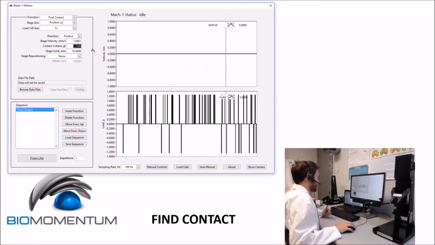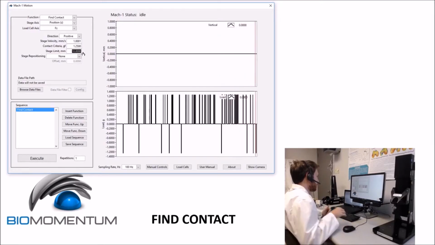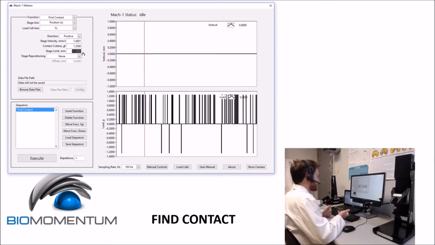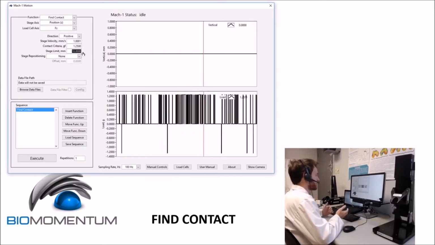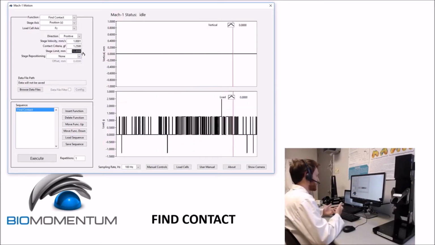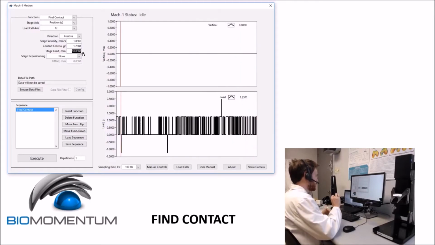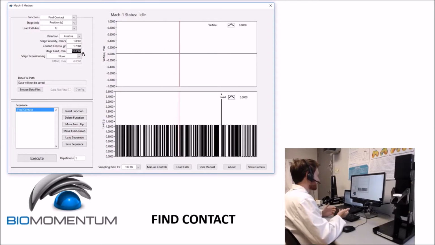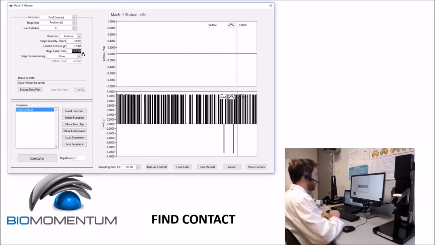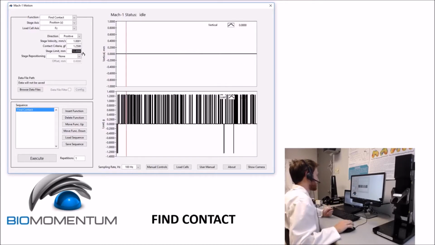The stage limit corresponds to the maximum relative displacement of the find contact. This serves as a safety precaution for the load cell. For example, in the case of indenting very soft materials, this parameter can serve as an emergency stop if the contact criteria is never met. This stage can stop, for example, before hitting the sample holder and possibly damaging the load cell.